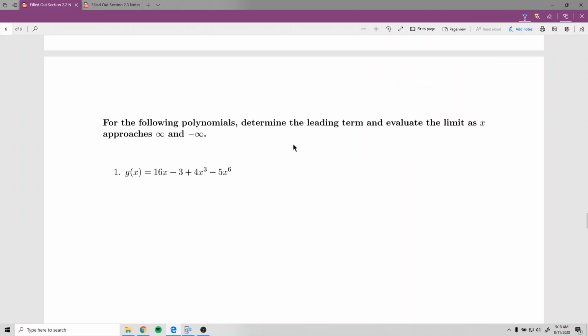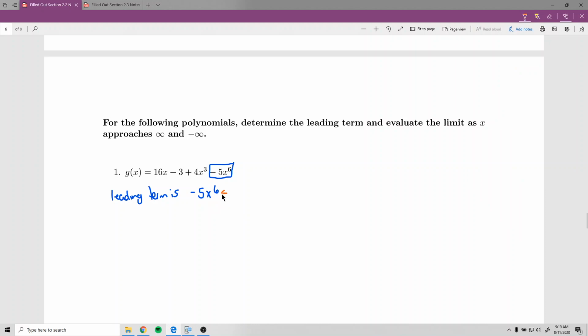We won't have many examples here because once you work a couple, they're all the same. The idea is going to be the same. It says, for the following polynomials, determine the leading term and evaluate the limit as x approaches infinity and negative infinity. Number one, here we have polynomial g of x equals 16x minus 3 plus 4x cubed minus 5x to the 6th. Our leading term doesn't have to be in front, it's just the term with the largest power of x. And if you have a negative, like a minus here, do not forget that. So our leading term is negative 5x to the 6th.